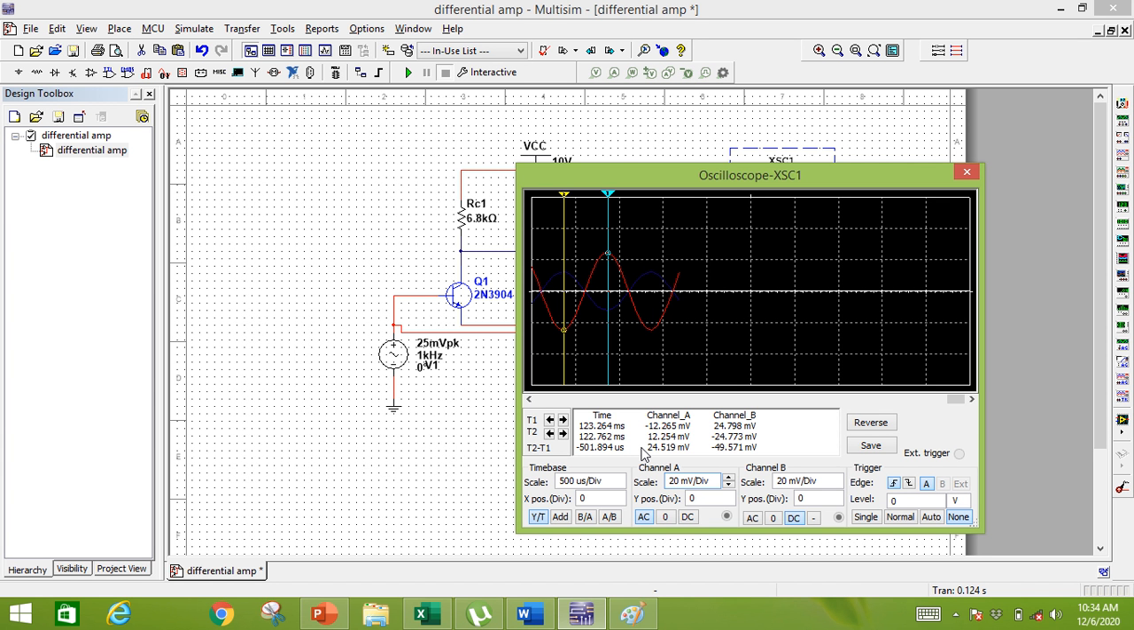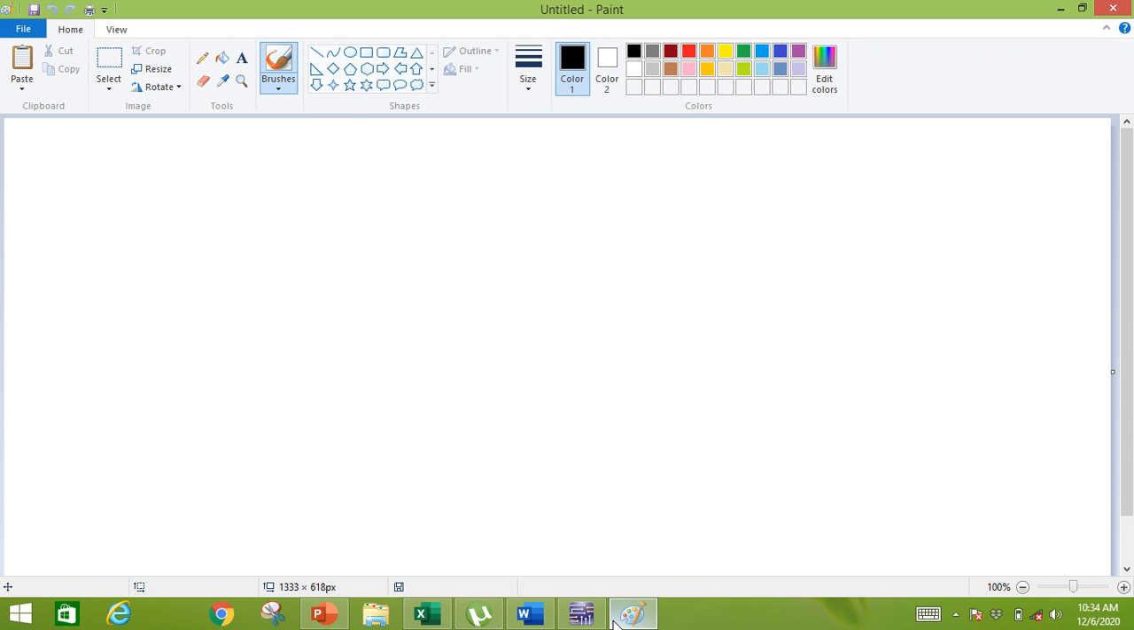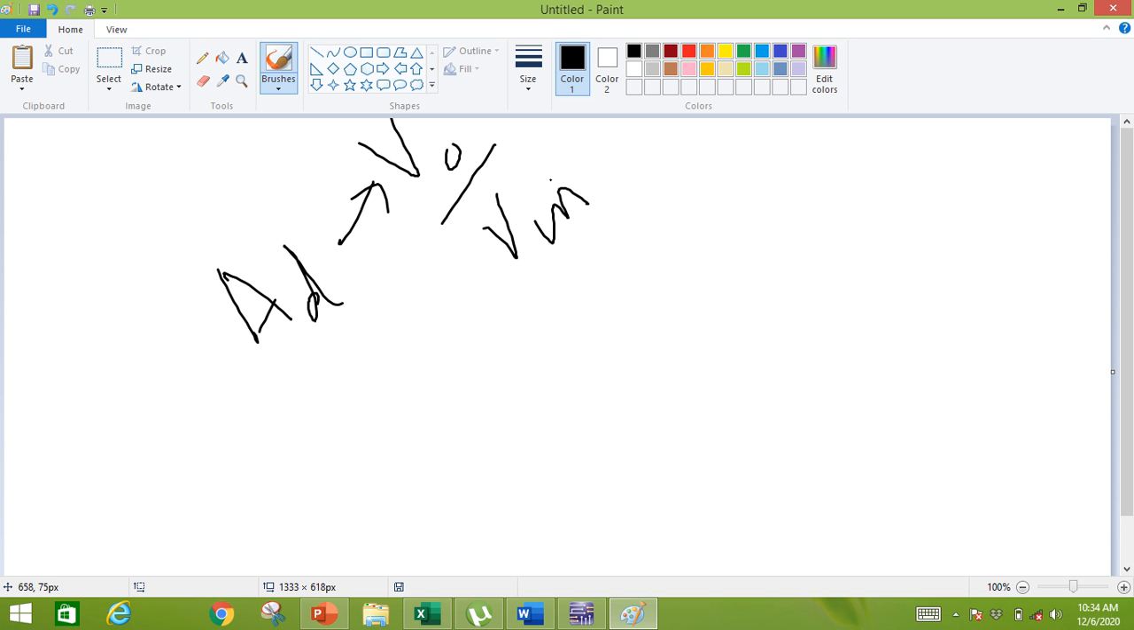So we determined the differential voltage gain, and we determined the common mode gain. Now how can we determine the common mode rejection ratio? The common mode rejection ratio is equal to the differential voltage gain divided by the common mode gain. In this experiment we found the differential voltage gain. It was equal to the output voltage divided by the input voltage when we were applying the signal at the base of Q1 or at the base of Q2.